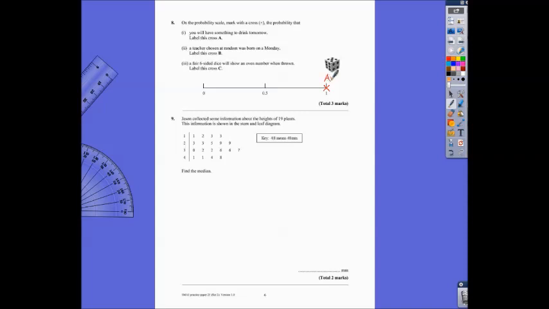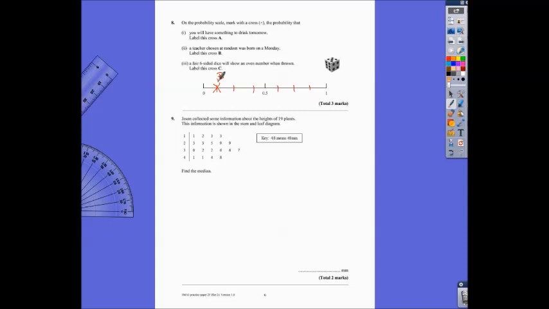A teacher chosen at random was born on a Monday. Well, there are 7 days in a week, so if we, in our heads, just split this into 7 pieces. So 1, 2, 3, 4, 5. Oh, a little bit too few, sorry. So we'll just clear those. We'll just make sure you're as accurate as possible with this. Alright, so 1, 2, 3, 4, 5, 6, and 7 pieces. So one piece is going to be just there, which we'll label that B.